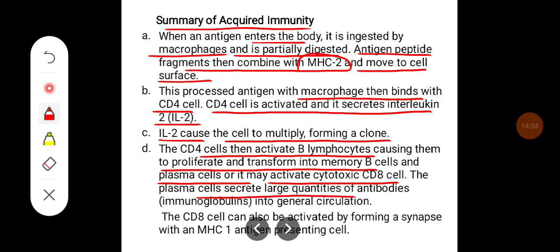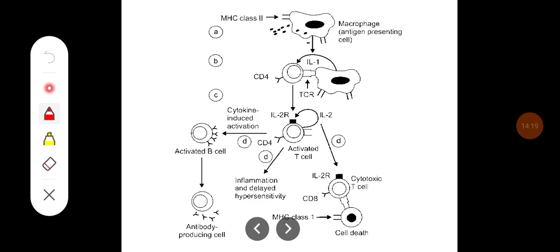The plasma cells secrete large quantities of antibodies into the general circulation, and CD8 can also be activated by forming a synapse with an MHC1 antigen presenting cell. So this diagram summarizes the acquired immunity. When antigen is digested by the macrophage system, it attaches with the MHC2 complex and is presented to the appropriate CD4 cells, and the CD4 cell recognizes that antigen, and the T cell gets activated. The activated T cell may activate the B cells, which convert into plasma cells, and they produce antibodies.